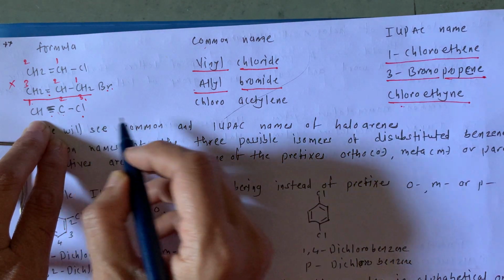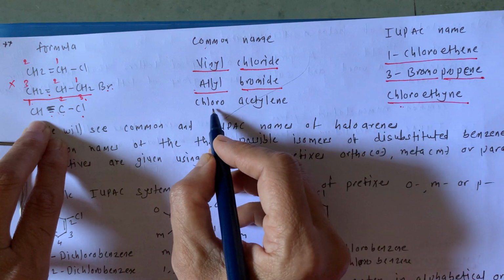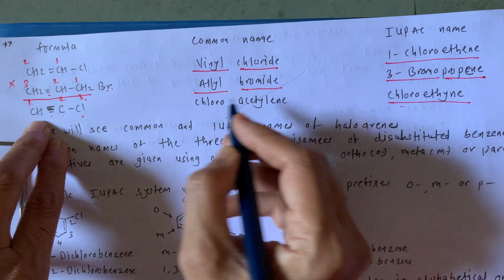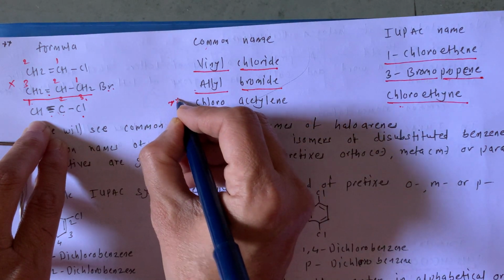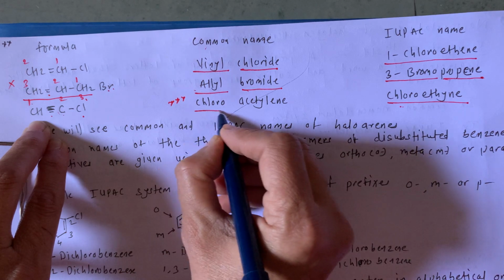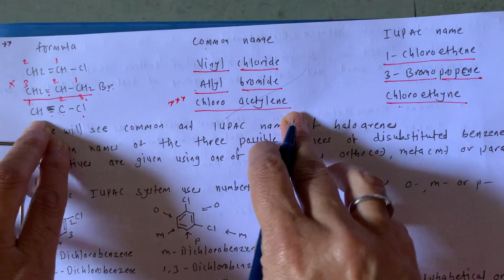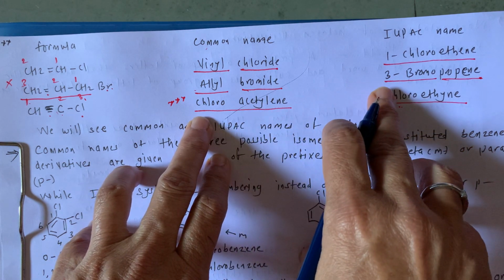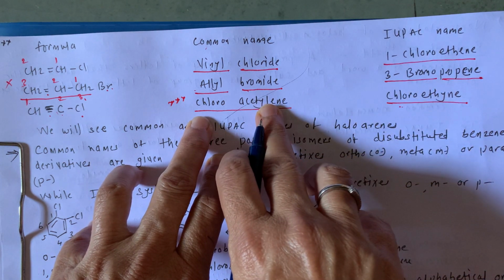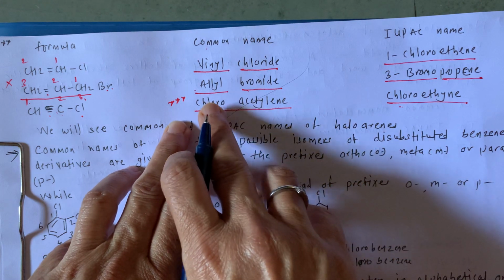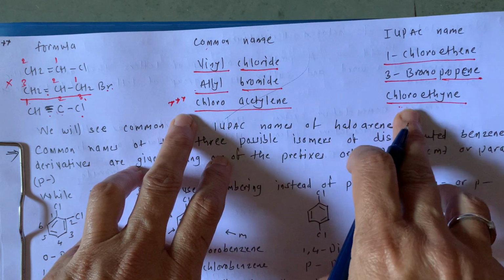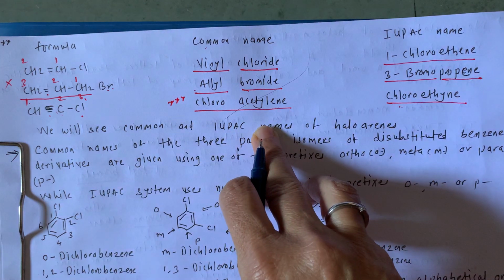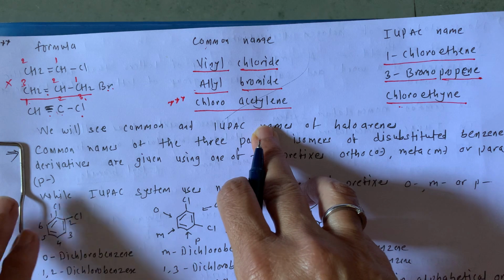While for the common name, this is something different. We are not writing acetylene first and then the chloro. So this is also a very specific name. You have to remember this. The common name is chloroacetylene. Here we are not writing acetylene chloride. This is an exception, that's why I took this example. This is chloroacetylene, chloroethyne. This is on page number 2111 of your textbook.